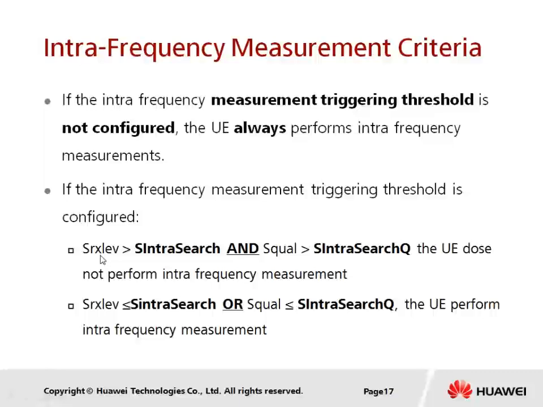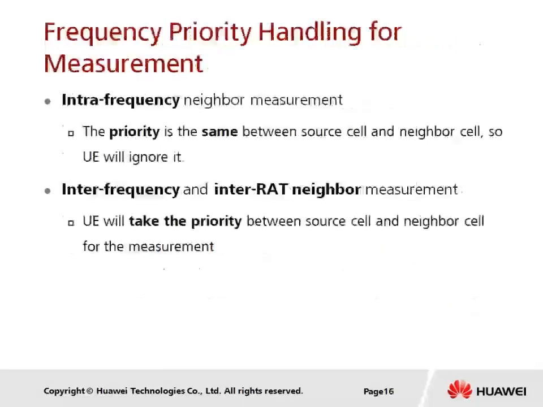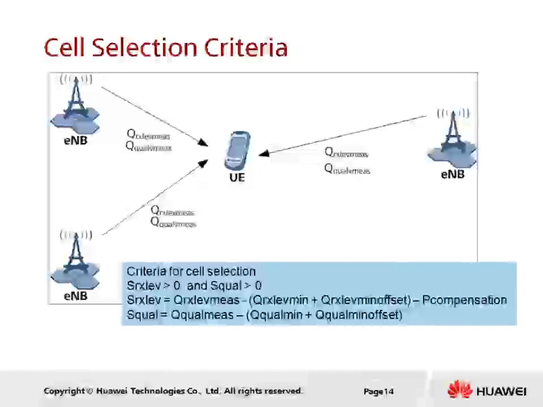If SRxlev is greater than S intra search and SQual is greater than S intra search Q, which is the RSRQ, then the user does not perform the frequency measurement. But if the SRxlev is smaller than the threshold, or the SQual, which is the RSRQ, is smaller than the threshold, then the user has to perform measurement. So what is the meaning of SRxlev? That has been explained earlier on the previous page.